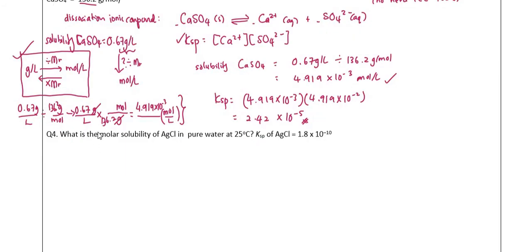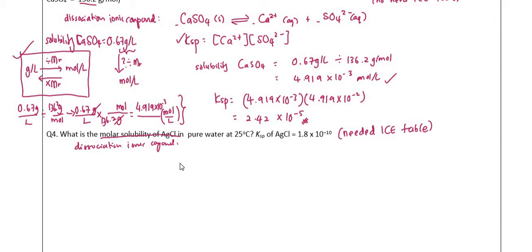Question number 4. What is the molar solubility of AgCl in pure water? Ksp of AgCl is given. Okay, now what is the molar solubility? You want to calculate molar solubility. That I said before, you want to calculate molar solubility, that means you need an I stable. Okay, you want to do an I stable, you have to write the dissociation of the ionic compound first.